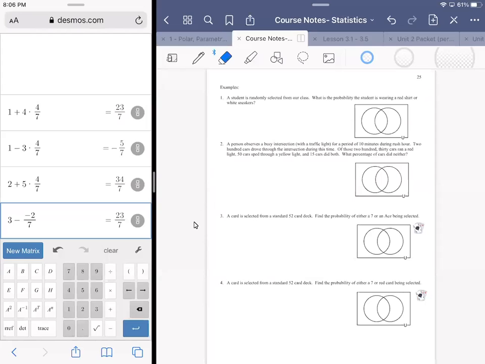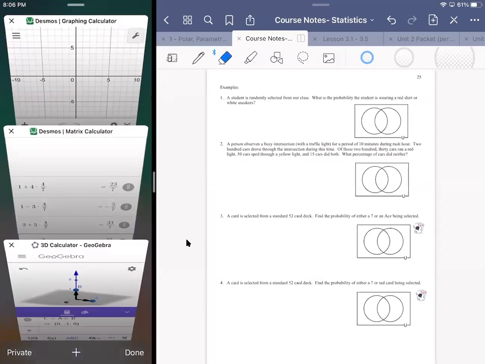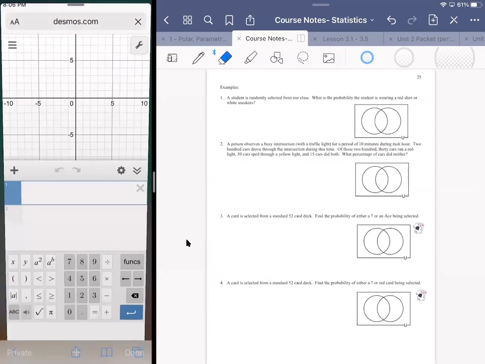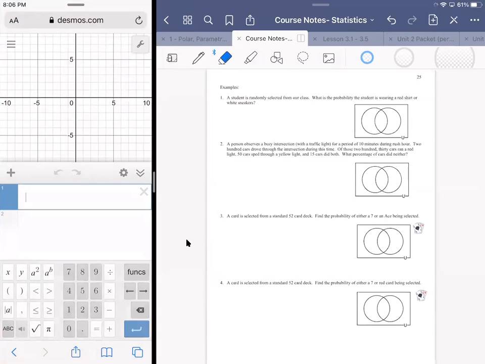The world of probability. Let me get rid of this calculator. We don't need this. Just use a regular calculator. All right, so first example, and I am recording, that's good.